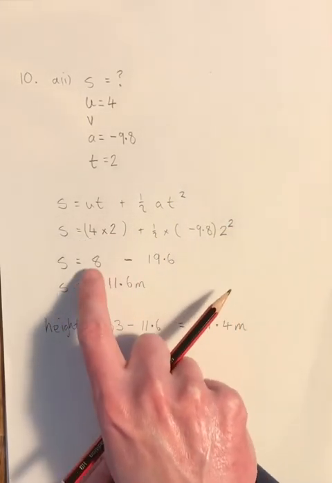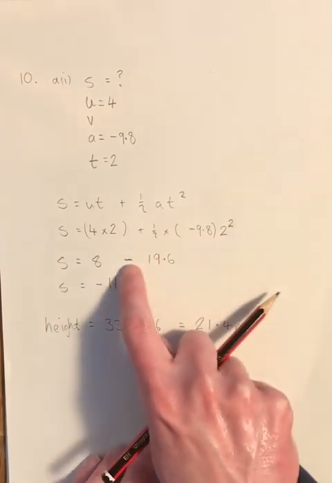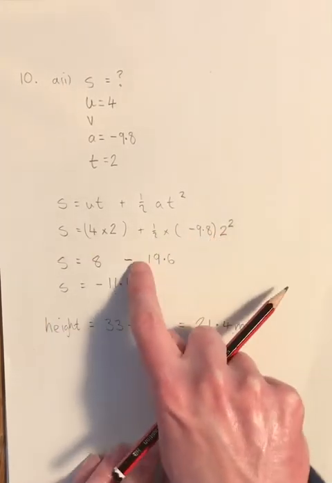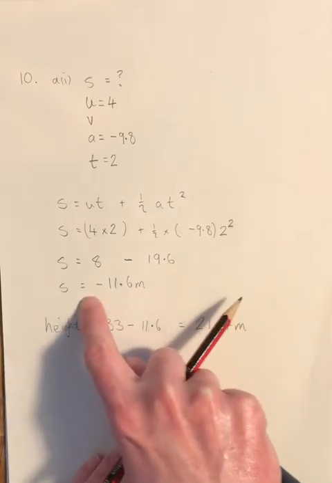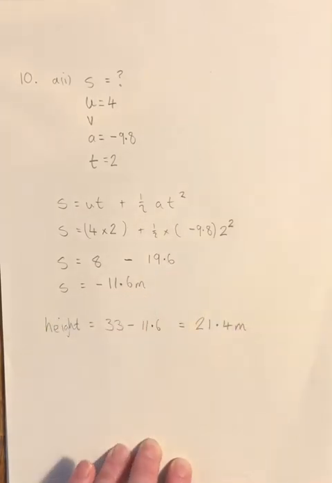So tidying that up, 4 times 2 is 8. All of that is minus 19.6. So 8 minus 19.6 gives us a displacement of minus 11.6.